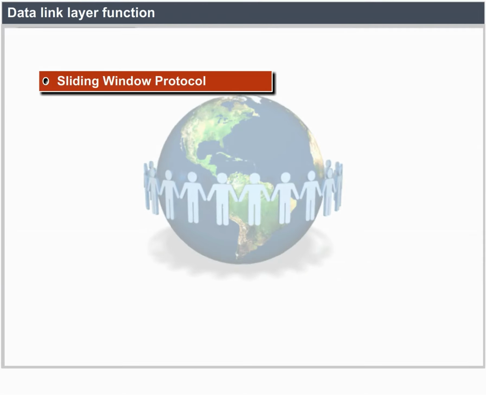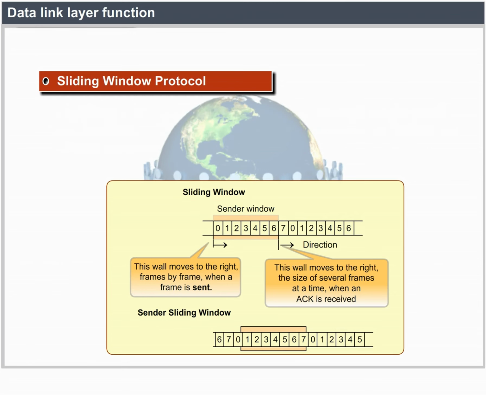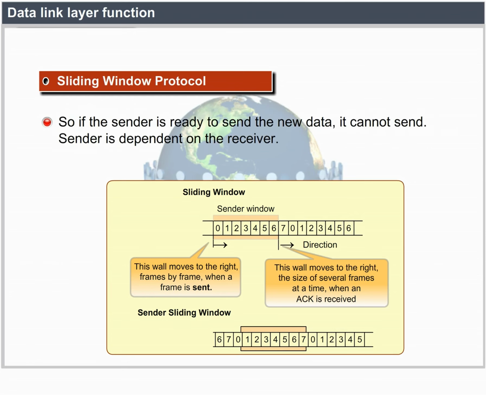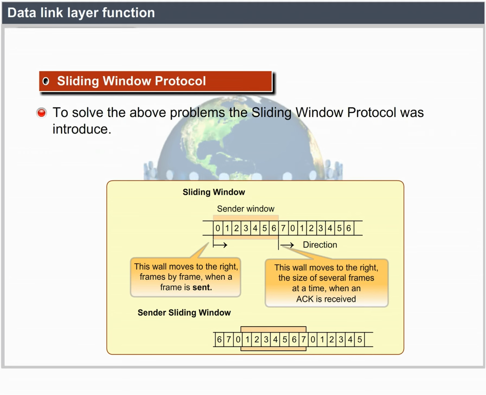Sliding window protocol. Problems of the stop and wait protocol. In the last protocol, the sender must wait for either a positive acknowledgement from the receiver or for a timeout to send the next frame to the receiver. So if the sender is ready to send new data, it cannot send. The sender is dependent on the receiver. Previous protocols have only one-sided flow, meaning only the sender sends data and the receiver just acknowledges it. So twice the bandwidth is used. To solve the above problems, the sliding window protocol was introduced.